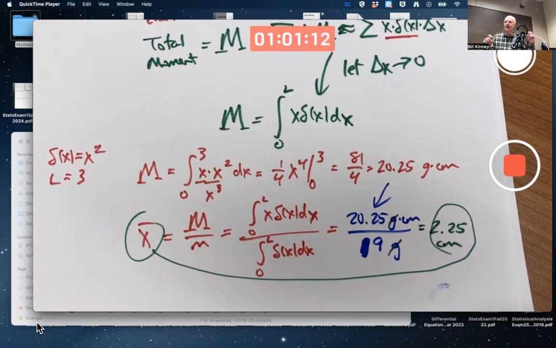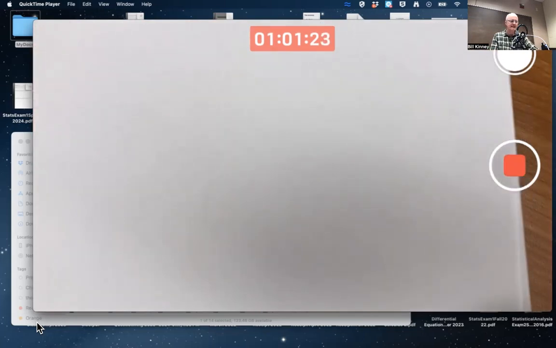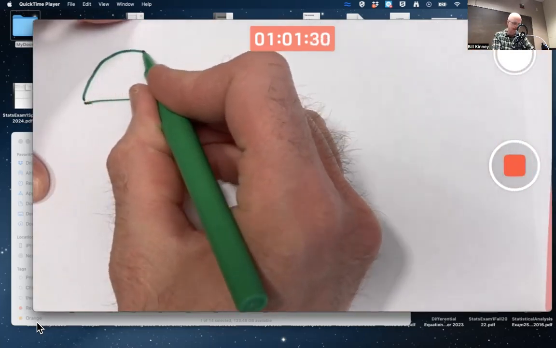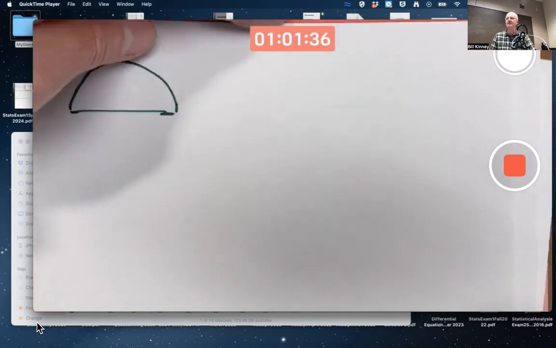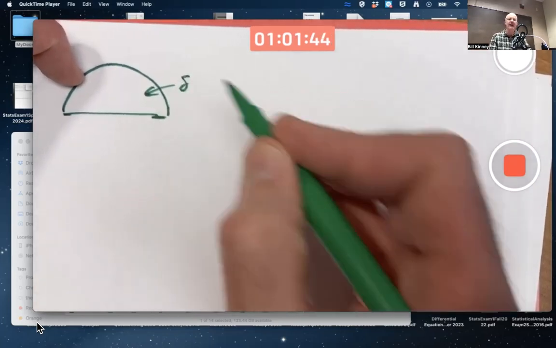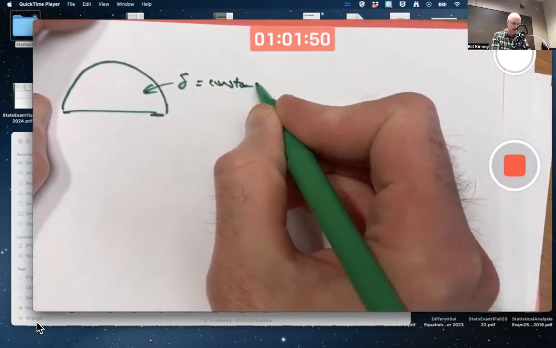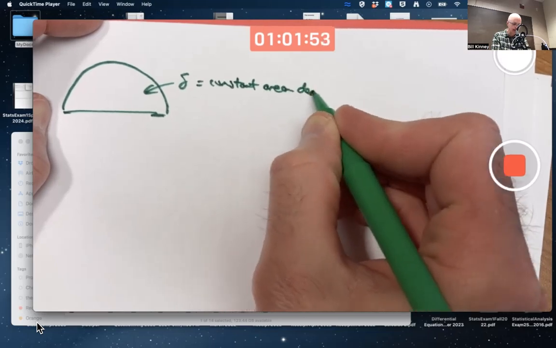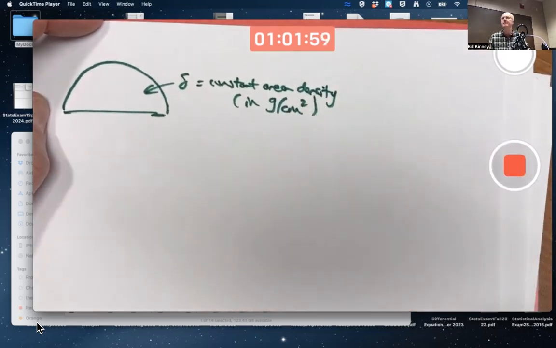Instead of a thin rod, we're going to have a thin plate, like sheet metal. And let's make this plate shaped like a semicircle, say like this. And to keep things simple, though not too simple, we are going to assume this plate has a constant density, delta, that's not a function of x. A constant, you could call it an area density in like grams per square centimeter, for example.